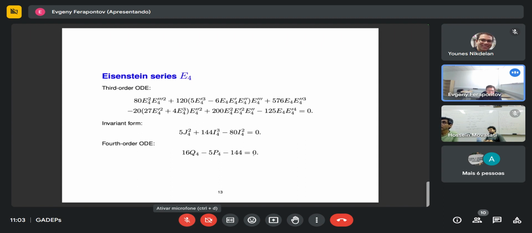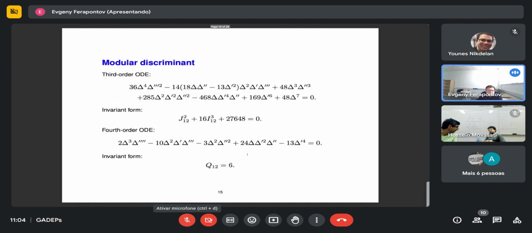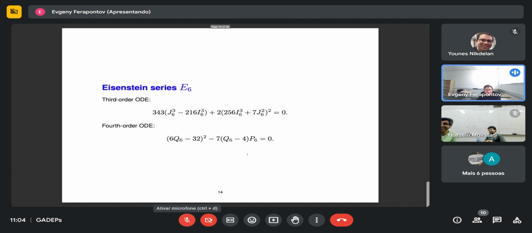This is the fourth order ODE. And the corresponding curve is just a line. Here, it's a nodal cubic. Here, the curve is a line. Not very interesting, but it will get more interesting later. So, Eisenstein series E6. When we write it in terms of the derivatives, this expression becomes quite long, as well as this one. But in terms of the invariants, it's relatively simple.